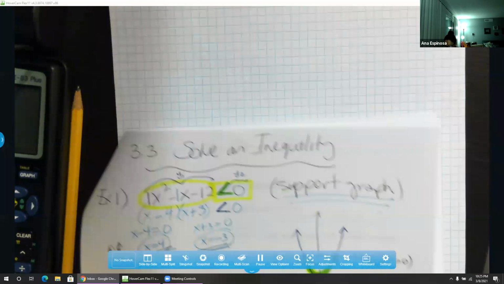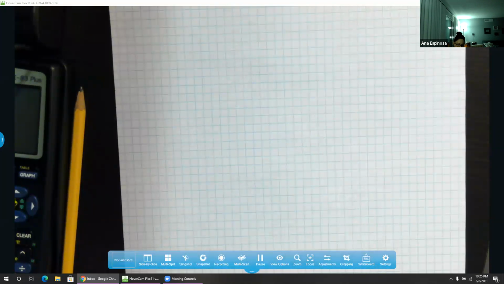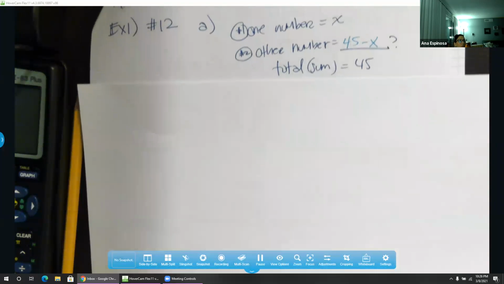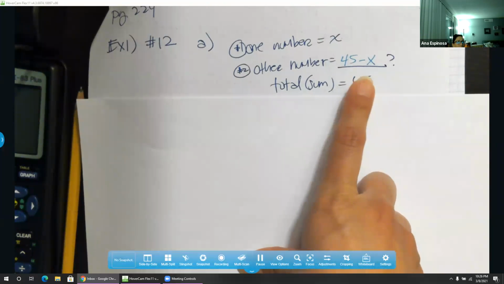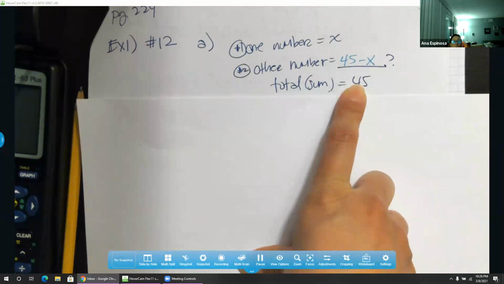The last part is going over some applications. One of the questions is, I don't know if I have it up there, but they basically tell you that you've got two numbers whose total sum is 45. So they gave you this part. You have no idea what the numbers are.